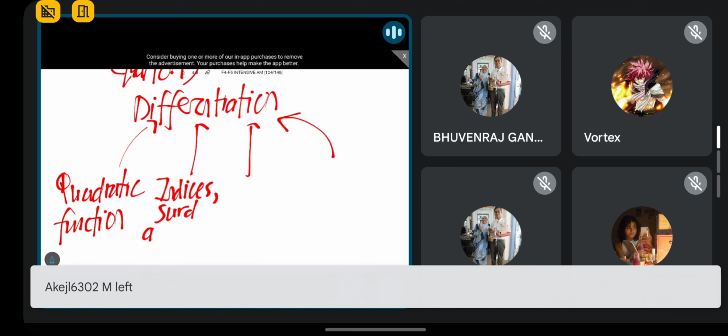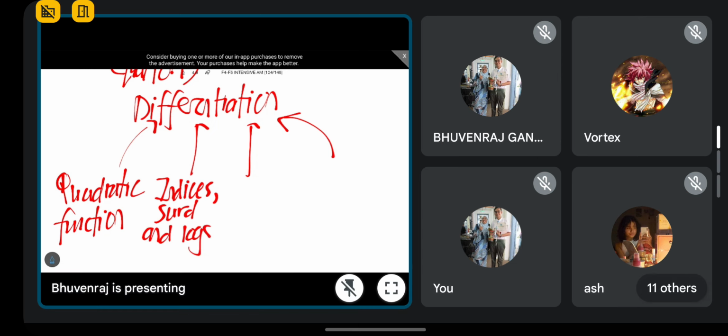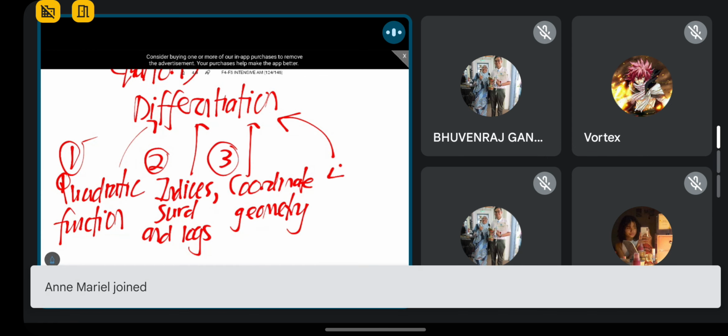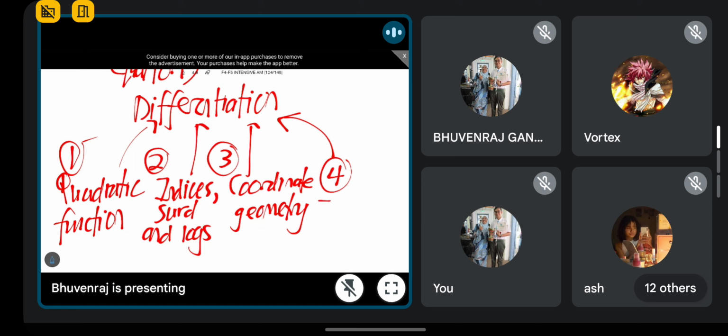Okay, another topic you all must know is indices, surds and log. Second. The third one you all must know to be good in this chapter is coordinate geometry. Bab yang ni, geometri koordinat, kena bagus untuk mahir bab ni. Fourth chapter you all must be strong in is integration, pengamiran. Okay guys, can you understand this? Boleh faham briefing ini? This is the fourth chapter you all must master to master differentiation. Up till here, can understand? These four chapters, you all must be really strong to understand differentiation.